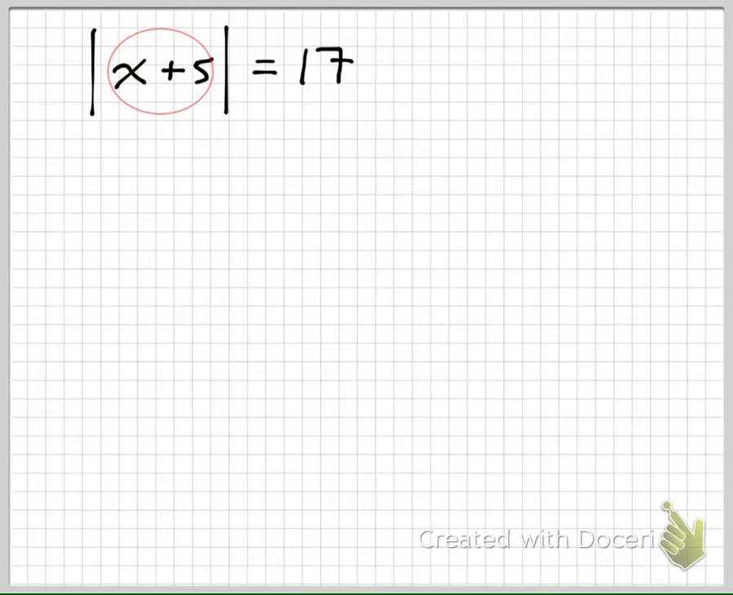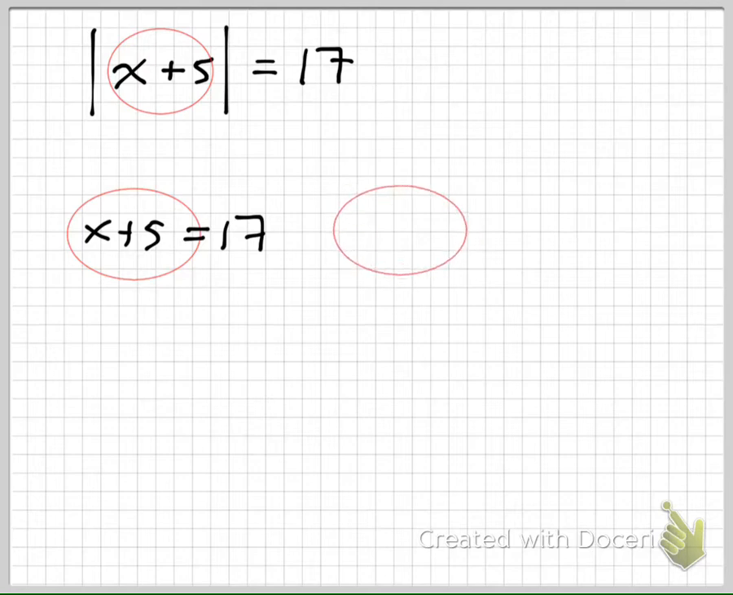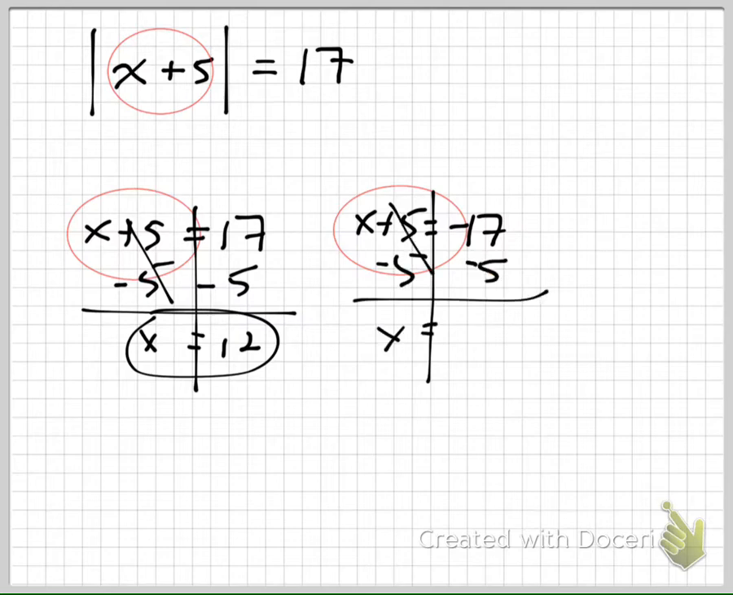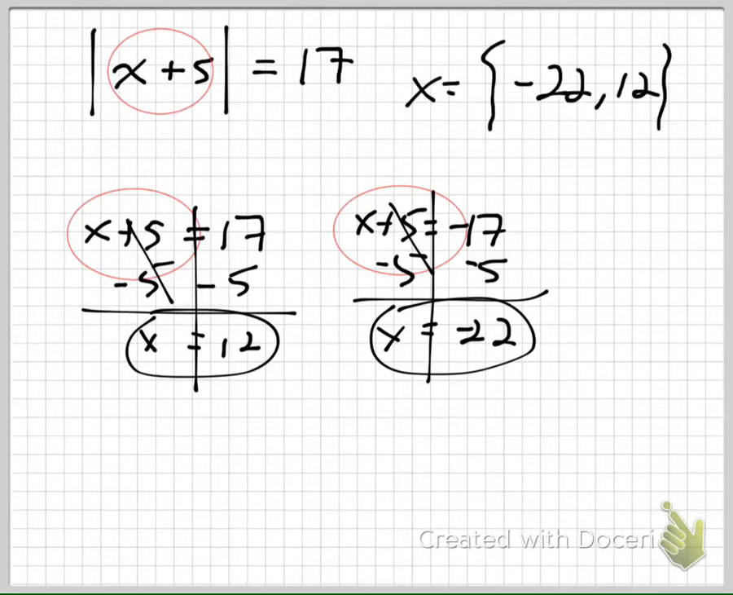So then I'm going to take that guy right here. I'm going to put x plus 5. He can either be 17, or x plus 5 could be negative 17. Do you see what I'm talking about? It could be either one. Line down the equal sign, minus 5, x equals 12, or minus 5, x equals negative 22. My solution set would be x equals negative 22 or 12.